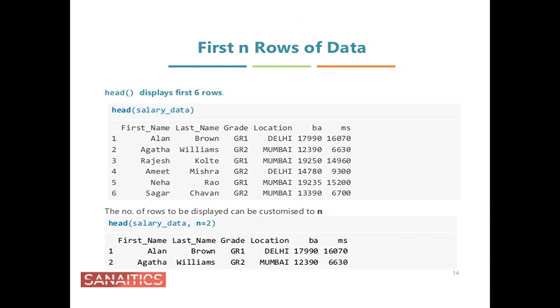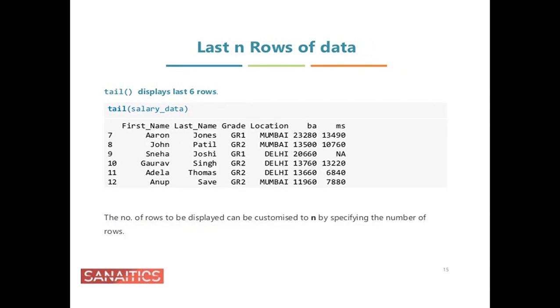First n rows of data. Head displays first 6 rows. The number of rows to be displayed can be customized to n. Last n rows of data. Tail displays last 6 rows. The number of rows to be displayed can be customized to n by specifying the number of rows.